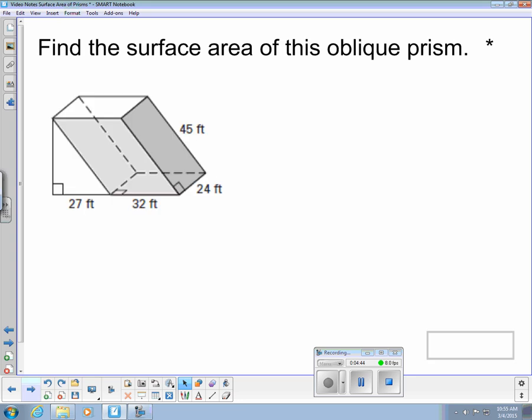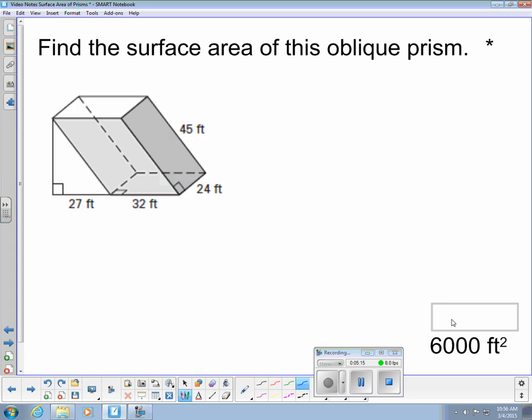All right, so here's an oblique prism. I'd actually like you to stop the video and do this one on your own first, and then when you've got it done, start the video back up. I'm going to run through the process of finding this problem. Okay, so if you've done this problem already, then your answer should be this: 6,000 feet squared. If you did not get 6,000 feet squared, then you're probably going to need to sit back and watch me run through this whole process.